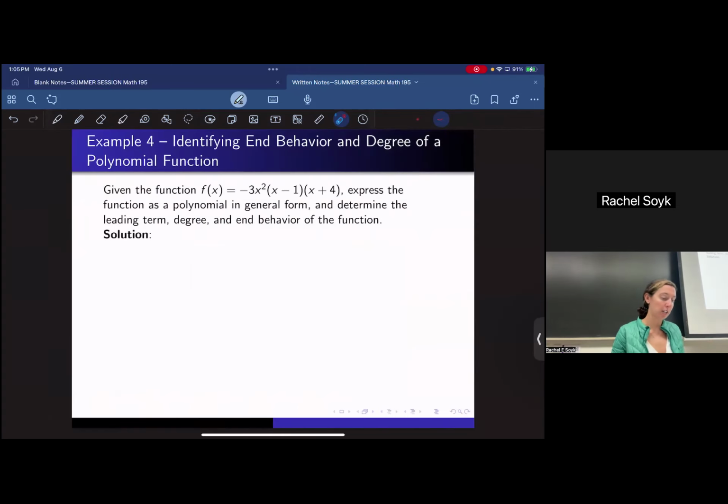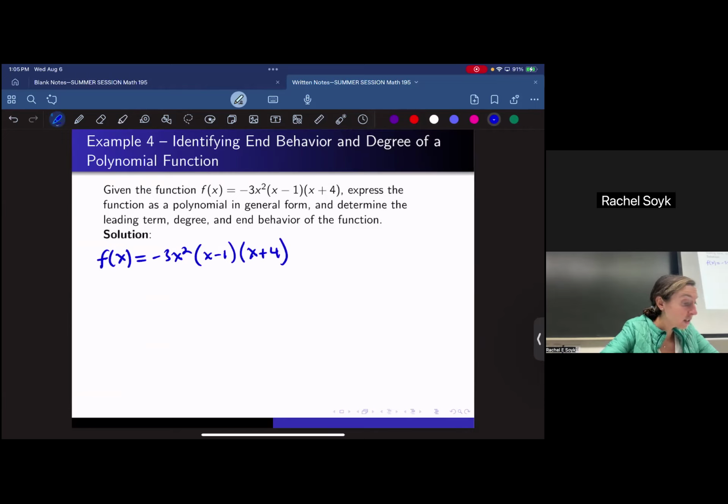So now we arrive at our example 4, where we want to identify end behavior and degree of our polynomial function. So we're given the function f of x is equal to negative 3x squared, in parentheses, x minus 1, x plus 4. We want to express the function as a polynomial in general form, so we're going to end up using some FOIL and distribution. And then we want to determine the leading term, degree, and end behavior.